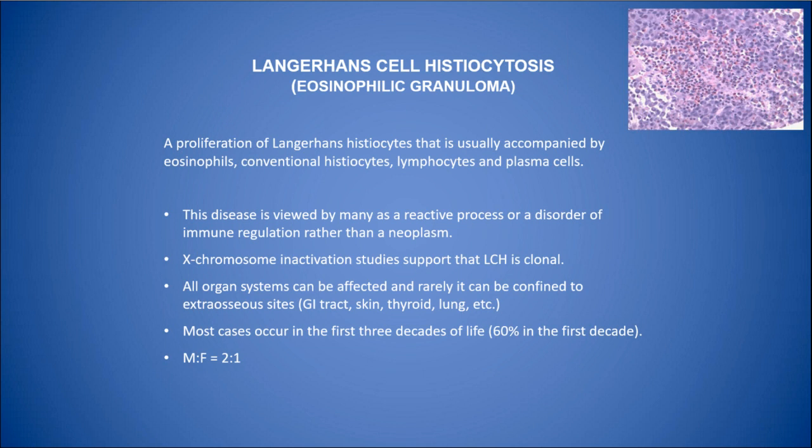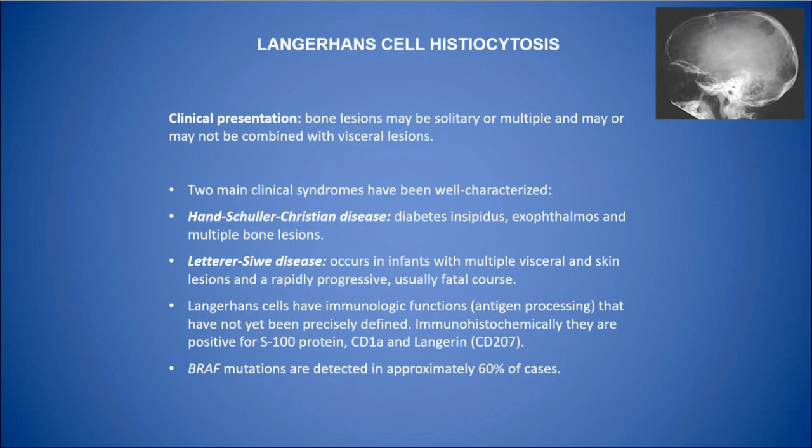The lesion may be extraskeletal and multivisceral, and in most cases occurs in the first decade of life. So young children are most commonly affected, and the great majority in the first decade. It is more common in males. The lesions may be solitary or multifocal, as seen here, the skull, which is one of the most common sites where these lesions occur, and may or may not necessarily combine with visceral lesions.